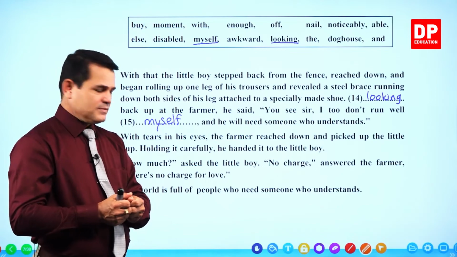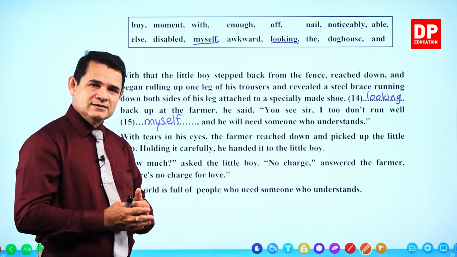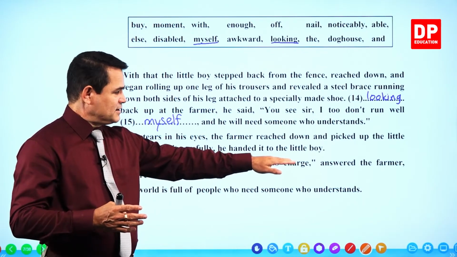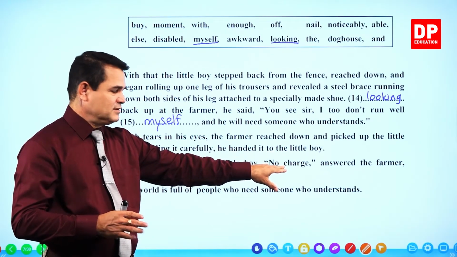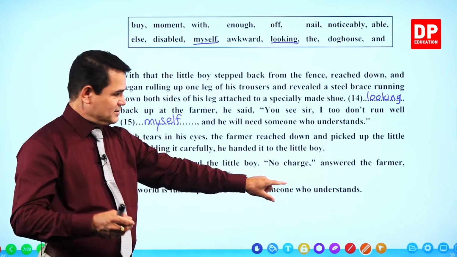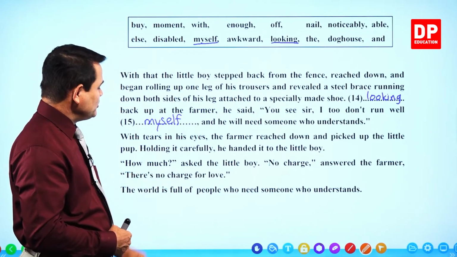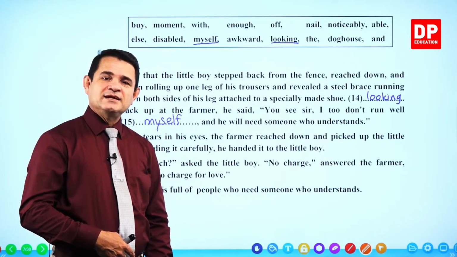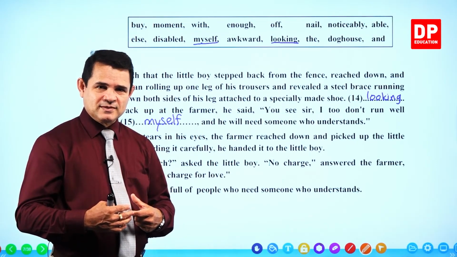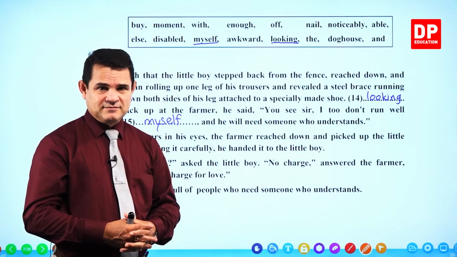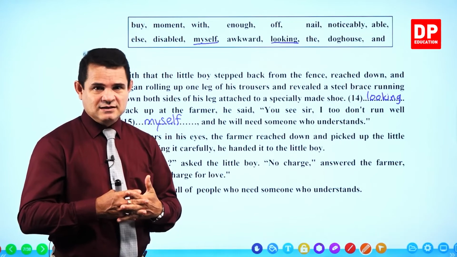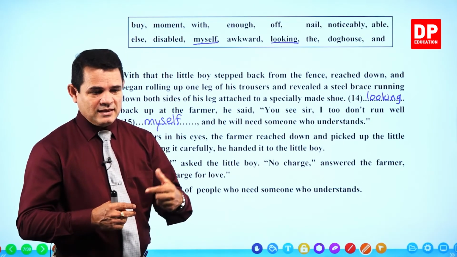"How much?" asked the little boy. The answer from the farmer: "No charge. There's no charge for love." So this little boy loved that disabled puppy, and will buy it to give it love.